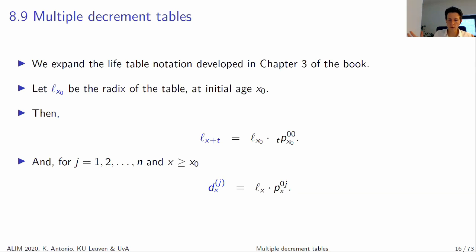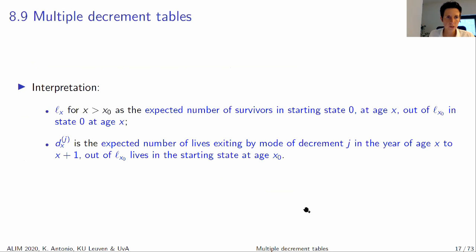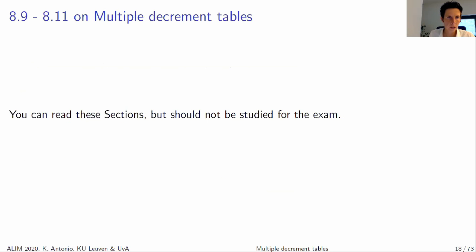The whole idea is, of course, that you will have multiple columns in your table where you will denote the expected number of people who leave at each age because of each of the forces of decrement which are in place. That's what we're going to see later on in one of the next exercises. So that's all I want to say about these multiple decrement tables at this point, as I will illustrate them in one of the next examples in the next session.